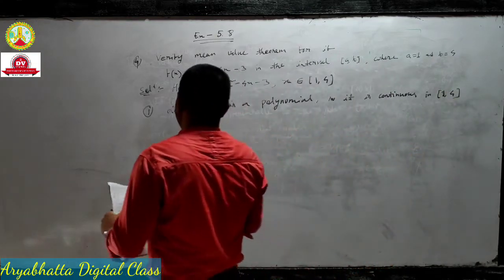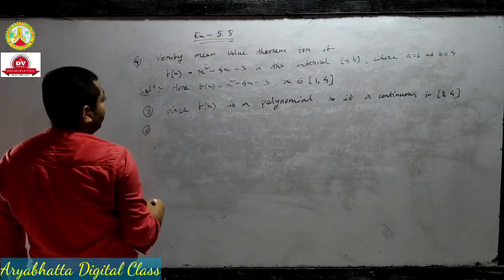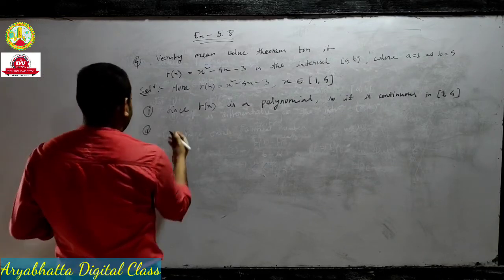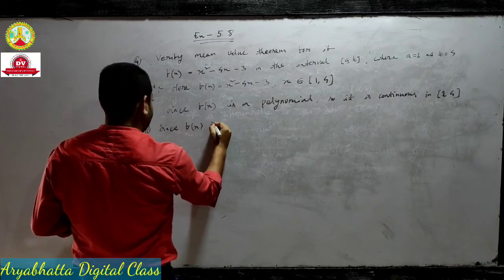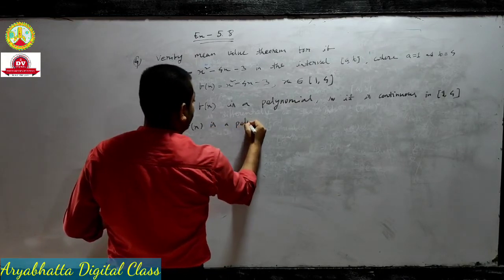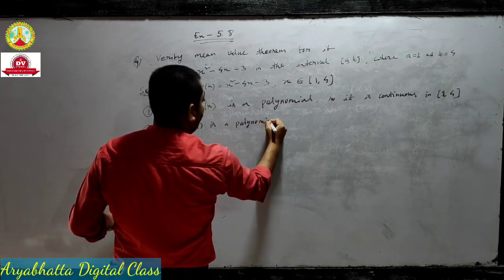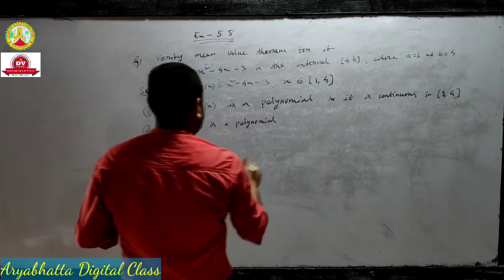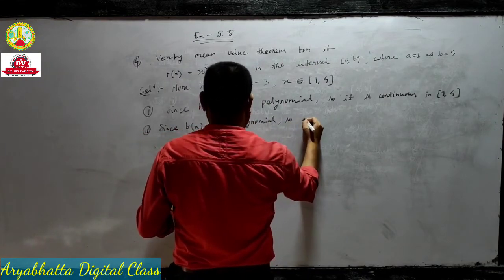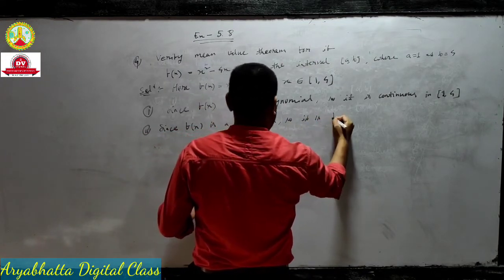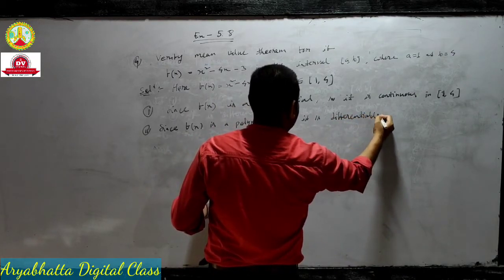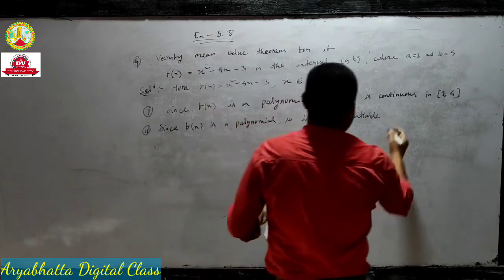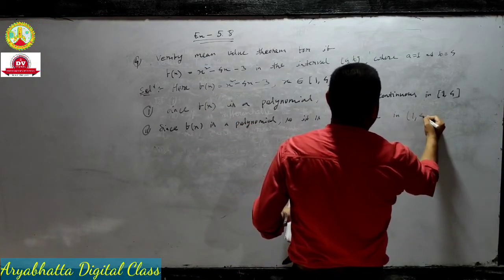Next, number 2, also we know that polynomial function is also differentiable. Since f of x is a polynomial, so it is differentiable in open interval 1 comma 4.